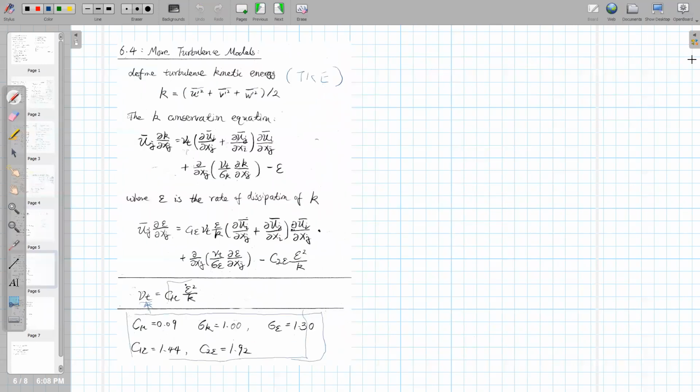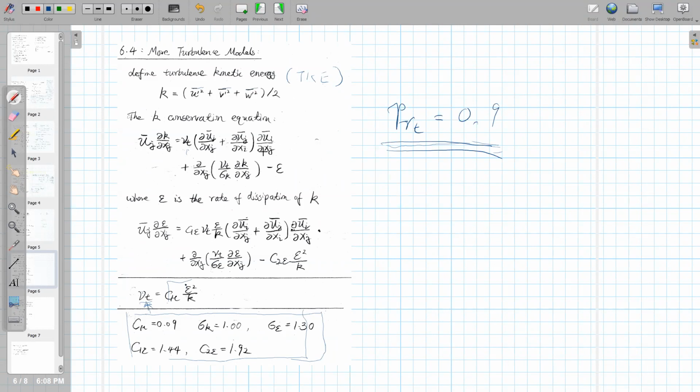Usually people just assume this turbulent Prandtl number as a constant, like 0.9 or point something. I think in some research, some papers I read, and some work I did before, people just assume it as a constant.